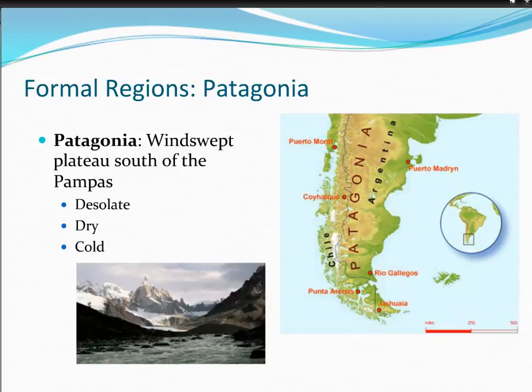Patagonia is another example of a formal region. It's a windswept plateau south of the Pampas. It's desolate, dry, and cold. It shares those characteristics. Geologists all know what is inferred when you talk about that region. So you wouldn't call Puerto Madryn on the coast of Argentina part of Patagonia. It's a very specific type of ecology and geologic unit in Argentina.